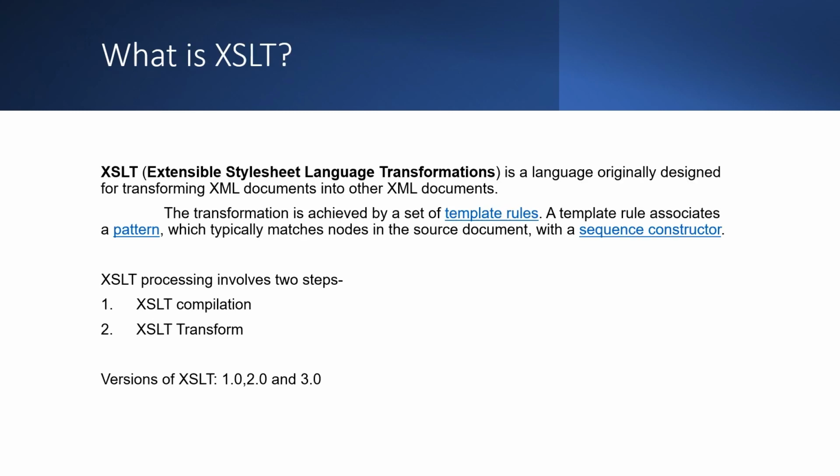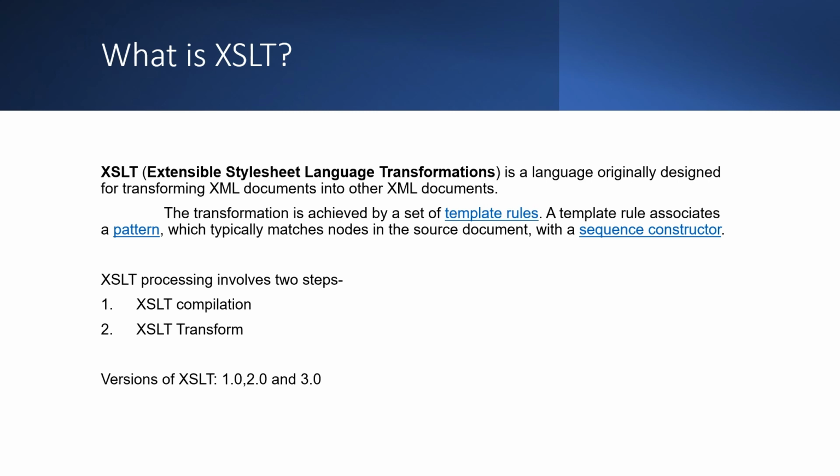XSLT, Extensible Style Sheet Language Transformation, is a language originally designed for transforming XML documents into other XML documents, though it can be used for transforming to other formats like HTML as well. The transformation is achieved by a set of template rules. A template rule associates a pattern. A pattern is a set of conditions on an item, which typically matches nodes in the source document with a sequence constructor. The sequence constructor decides how the resulting XML structure looks.